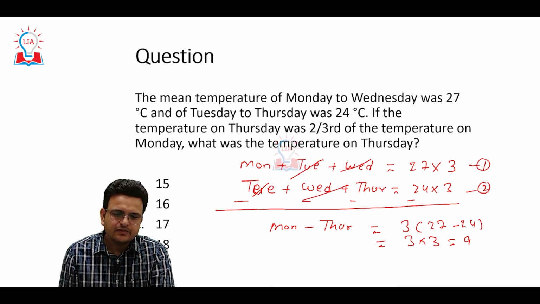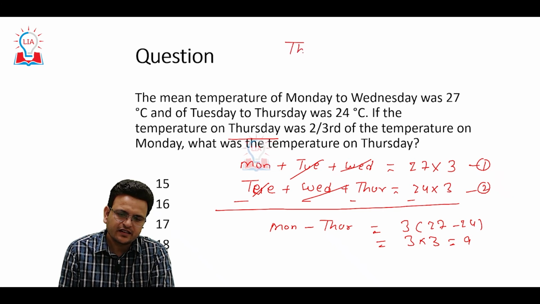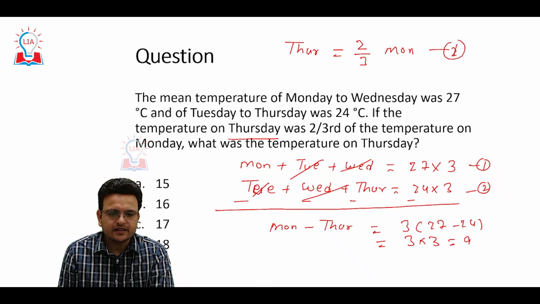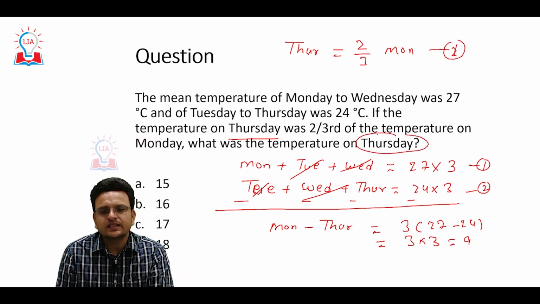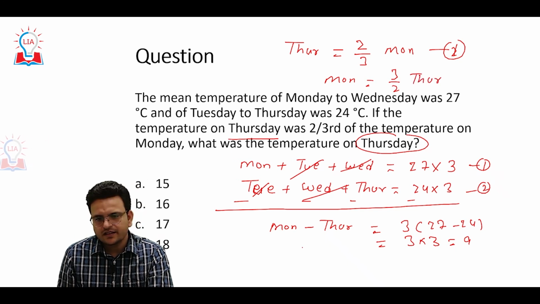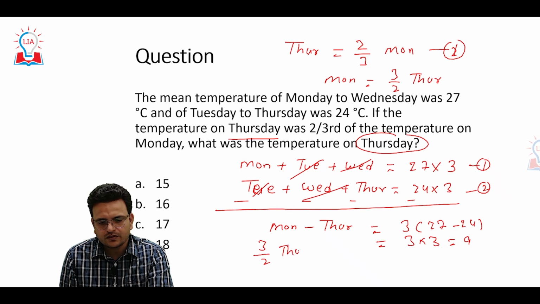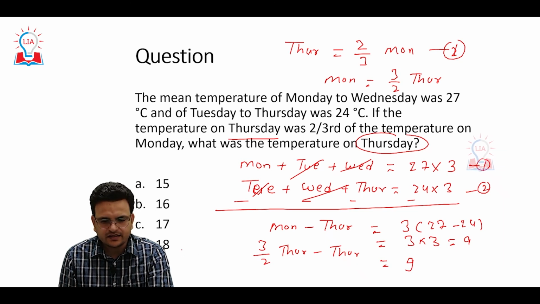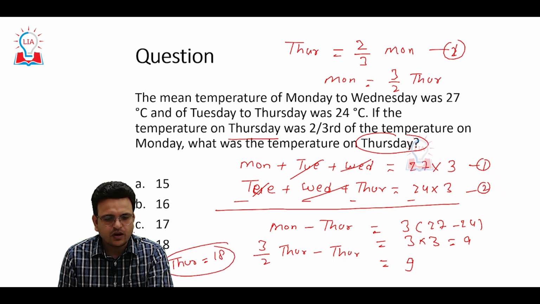Again, the temperature of Thursday is equal to 2/3 of the temperature of Monday. Clear? So we have one more equation here. Then what was the temperature of Thursday? We can put the value of Monday, which will be 3/2 Thursday. So 3/2 Thursday minus Thursday is equal to 9, and when I solve it, Thursday comes to 18. So the answer will be 18.